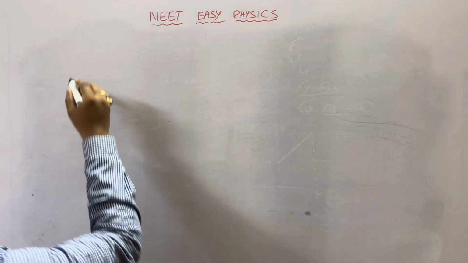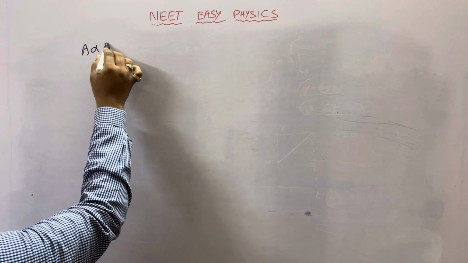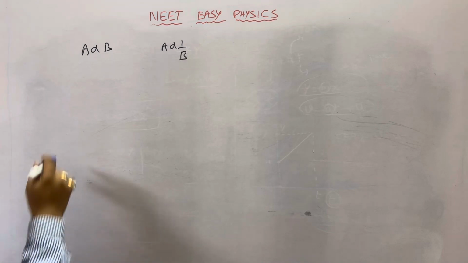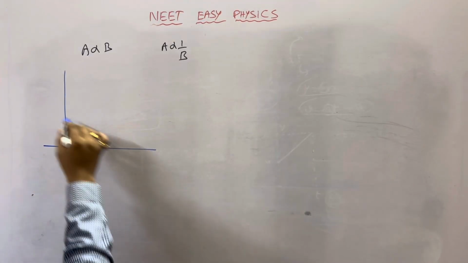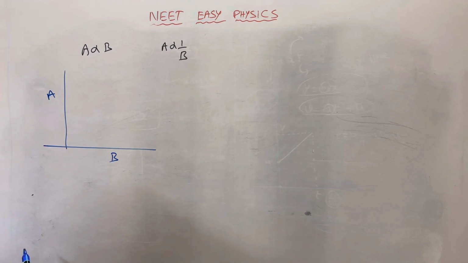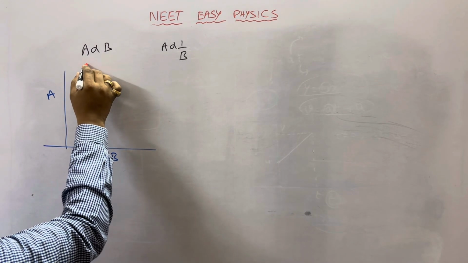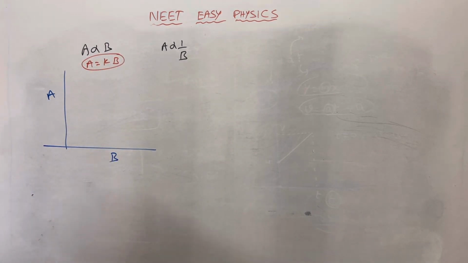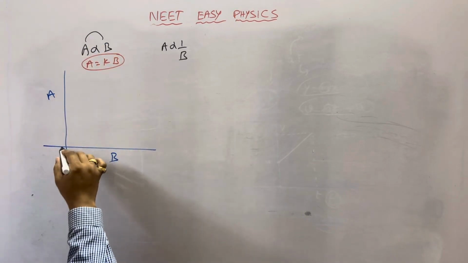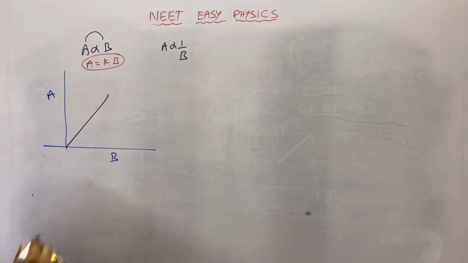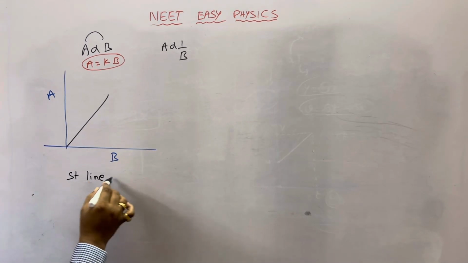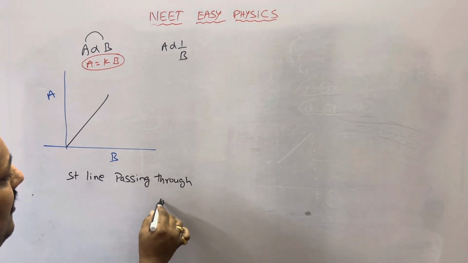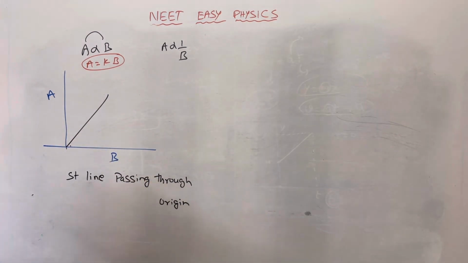Another graph: A is directly proportional to B, A is inversely proportional to B. Whenever A is directly proportional to B, for the graph between A and B, generally we write A is equal to some constant into B. So the graph nature will be a straight line passing through the origin. This is the nature of the graph.